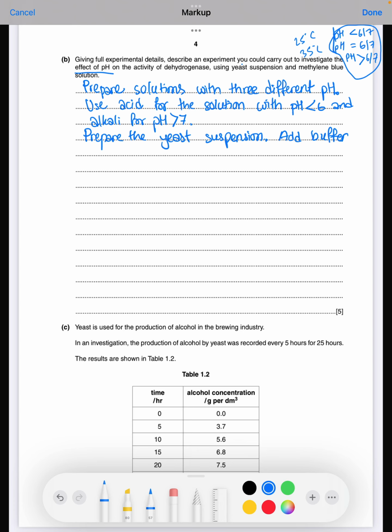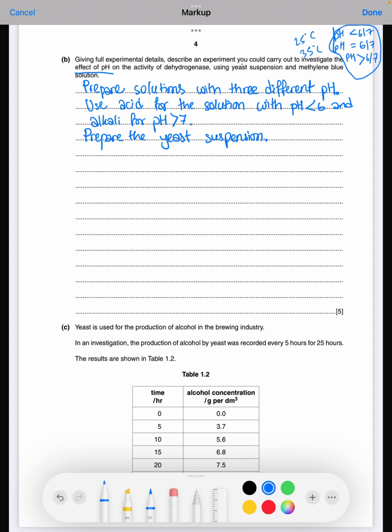Actually, you know what, let's write it down later. We want that solution to actually be at the same pH, so that's why we need to add buffer, because yeast tends to produce ethanol and stuff, so our solution can start to get a bit alkaline or acidic, I don't know, depending on what the yeast is doing. So we need to add buffer because we want it to be at the same pH.